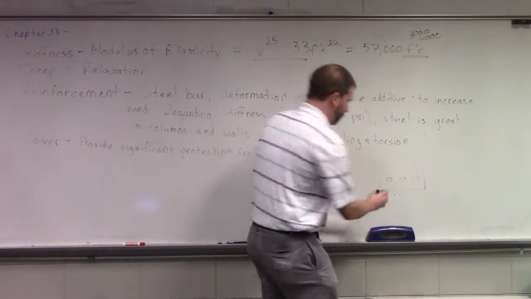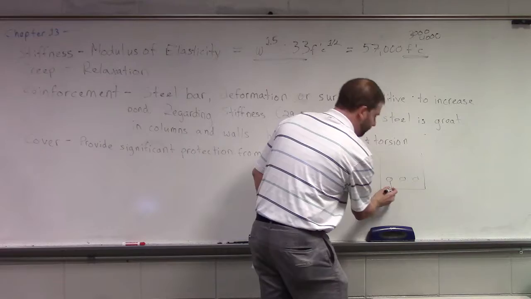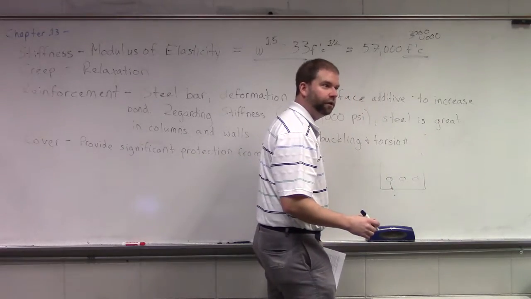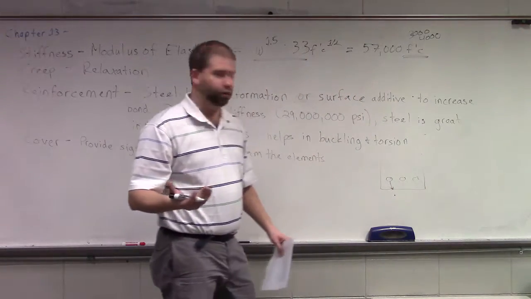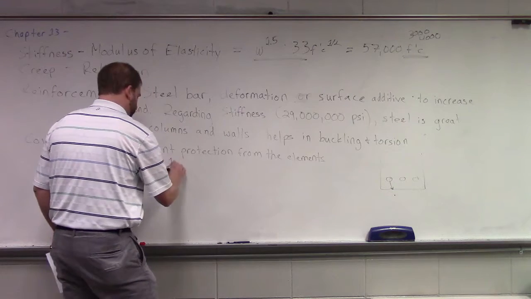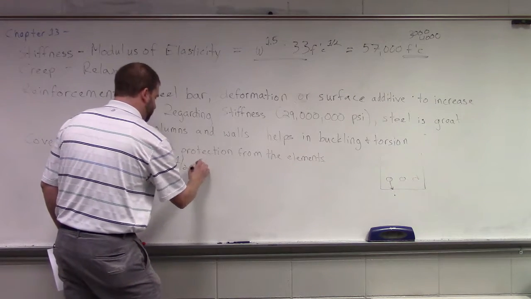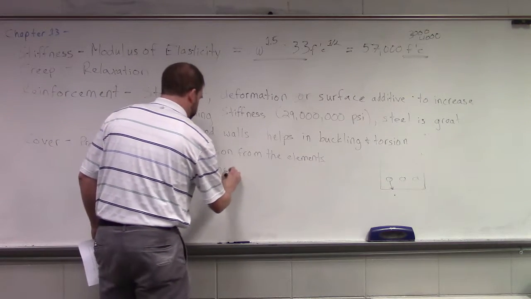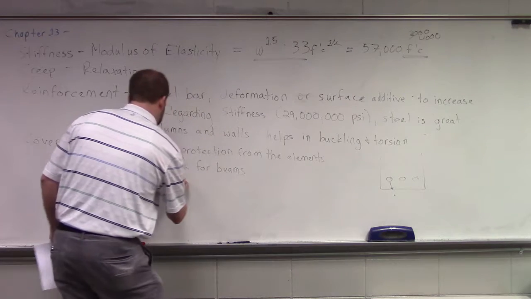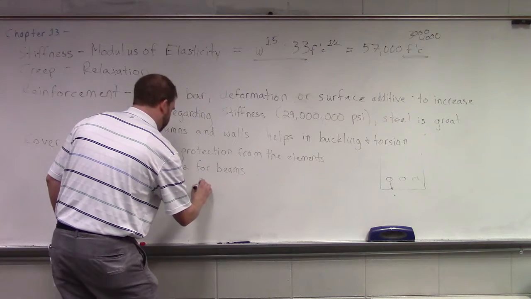We can't have our steel resting right on the surface of that concrete. And typically what we use for design is 1.5 inches for beams, and about 3/4 of an inch for walls.